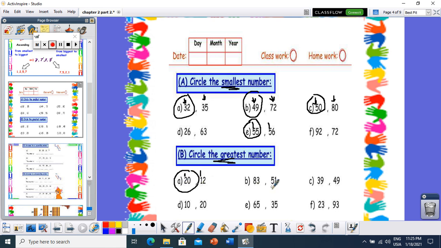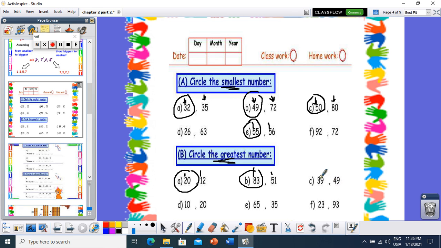83 and 51. First step, I have to look at the tens. Here I have 8 and here I have 5. Which one is the biggest? 8. So I have to circle 83.